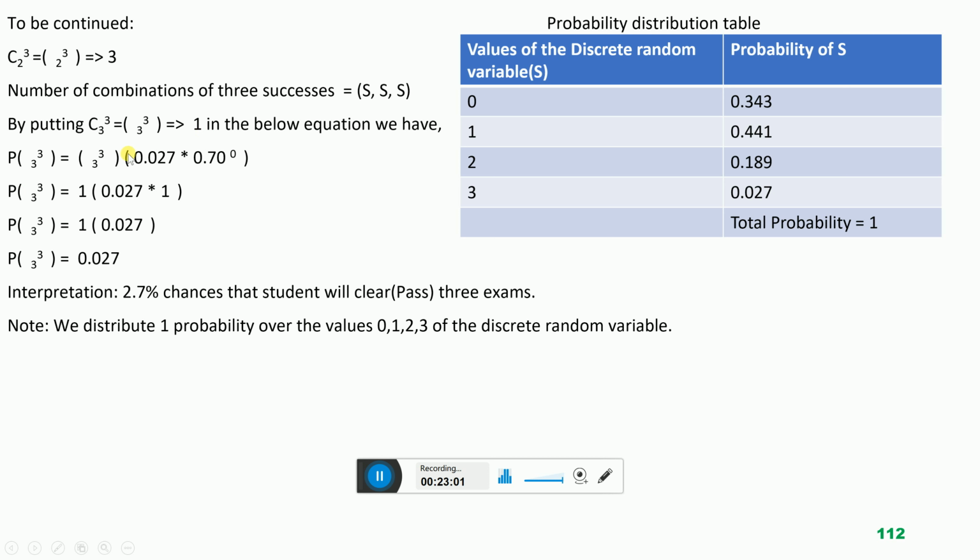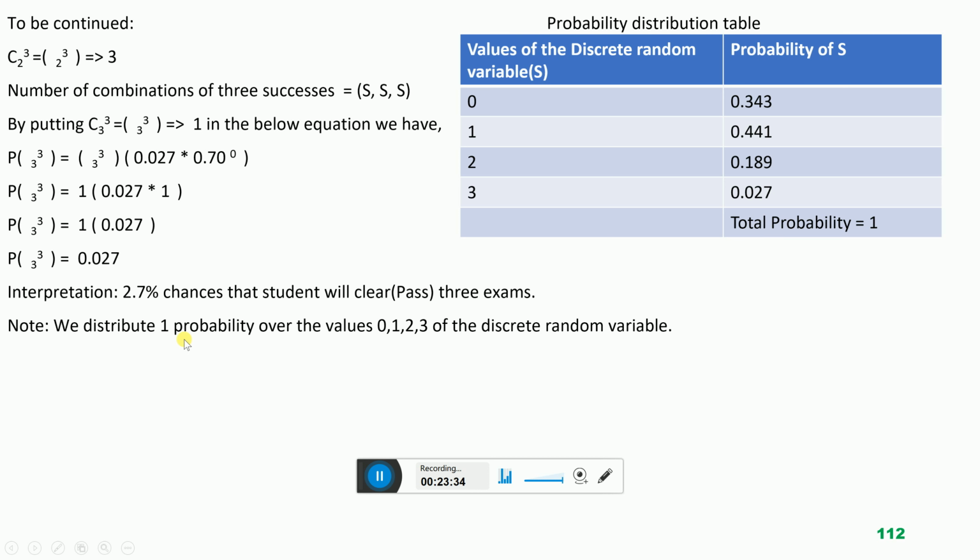C(3,3) is equal to 1, so we replace 1 in here because the number of combinations of all 3 successes is only 1 outcome. So 0.027 multiplied by 1 multiplied by 1, and P(3) is equal to 0.027. What does this mean? This is the interpretation: there is a 2.7% chance that the student will pass all 3 exams.